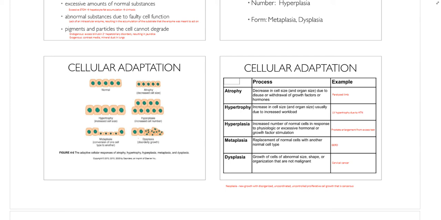Hyperplasia. So we have an increased number of cells, right? They're the same size as our normal ones, but now there's more of them. This would be an example of prostate enlargement from excessive testosterone, especially as men get older. We also have metaplasia, which is right here, the example being GERD, as mentioned before, all that gastric content to the esophagus. And then dysplasia would be, for example, cervical cancer. And then there's also neoplasia, which is new growth with disorganized, uncoordinated, and uncontrolled proliferation of cell growth that is cancerous. Not all dysplasia is cancerous.